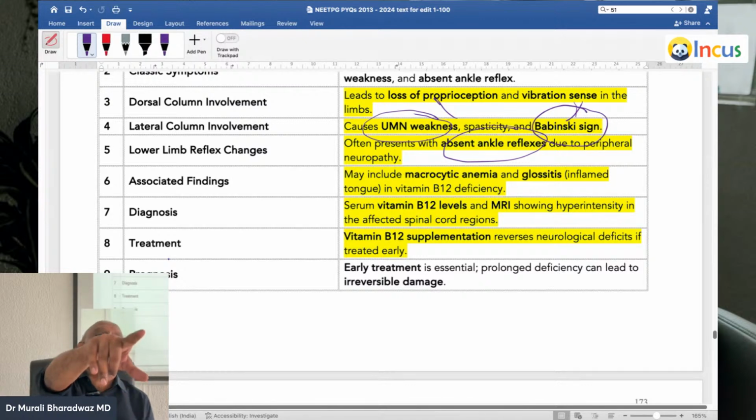Satellitism is a phenomenon seen in which organism, where the organism will only grow surrounding the Staphylococcus? Which organism is that? Haemophilus influenzae.